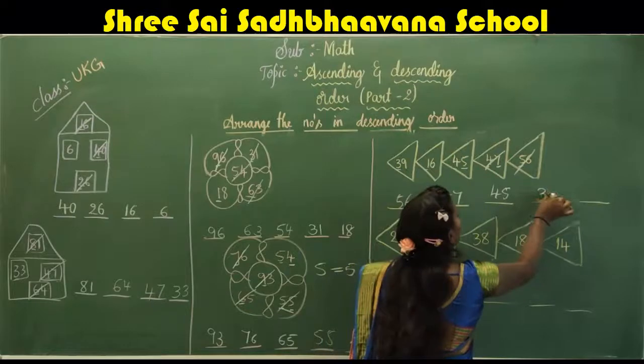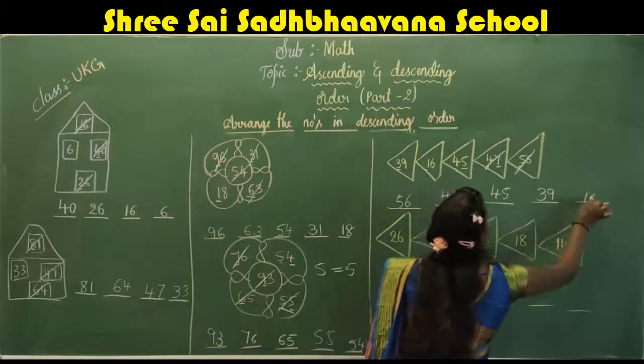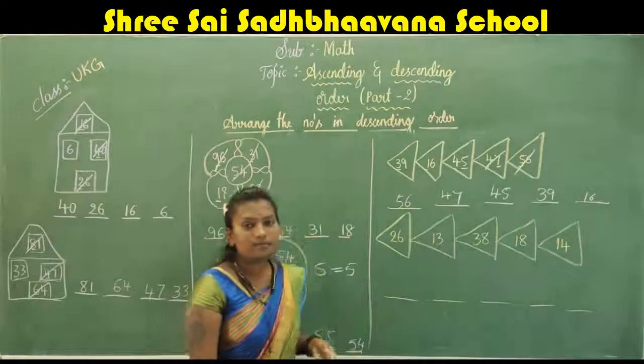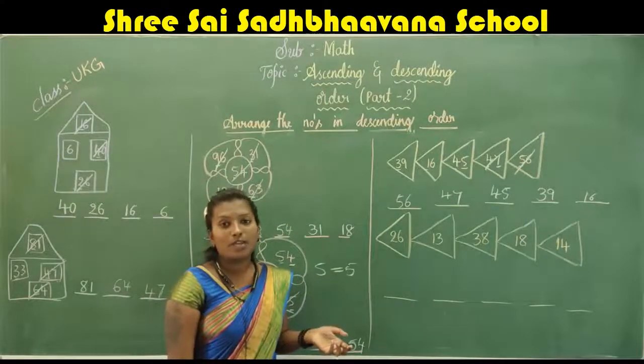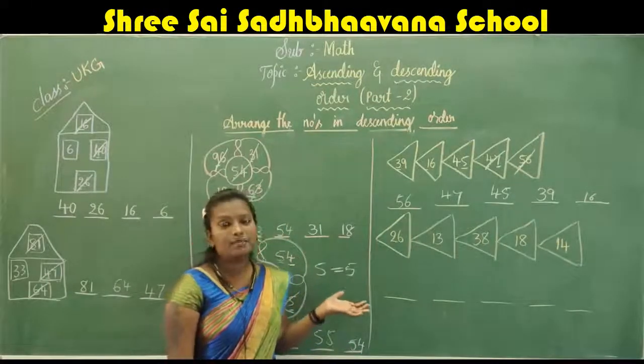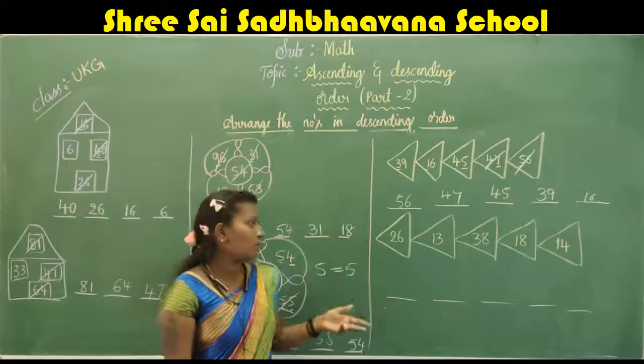And the last number, 3 is the biggest number. And the last one is 16. Did you all understand, children, what I am saying? Yes. Descending order means arrange the numbers from big to small.